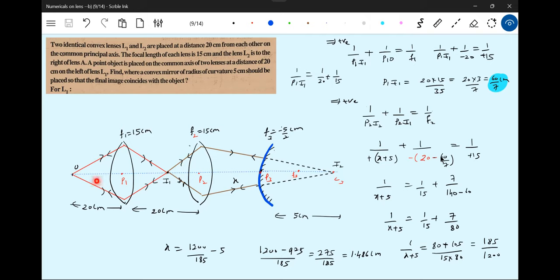Object is at -20. Focal length of this is 15. So image will be 60 by 7. Should be. If this is wrong, then everything will be. I think I'm right. Minus 1 by 20 will become plus 1 by 20. So P1I1 is equal to 20 into 15 by 20 plus 15, 35. Okay, fine. This will be our answer.